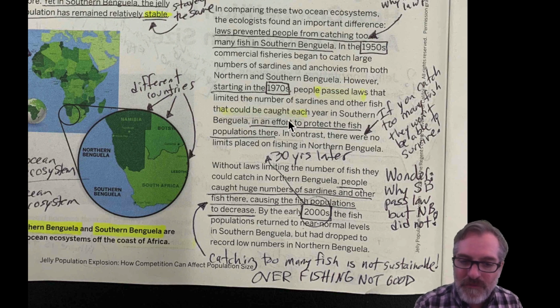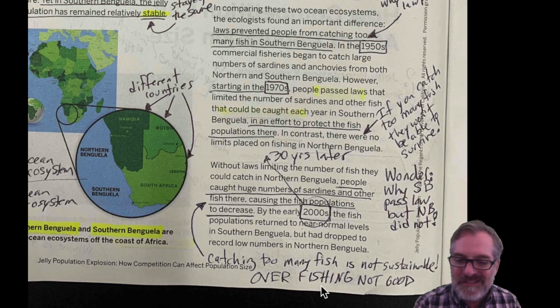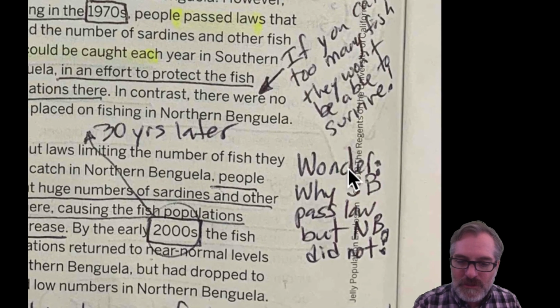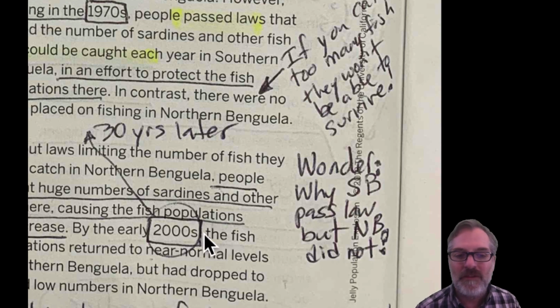So now let's jump down 30 years later, from 1970 to 2000. Without laws limiting the number of fish they would catch in northern Bangla, people caught huge numbers of sardines and other fish, causing the fish populations to decrease. So if you catch too many fish, it's not sustainable. You're going to overfish. It's not good, right? So here I'm wondering, why did southern Bangla pass a law, but northern Bangla did not pass that law?